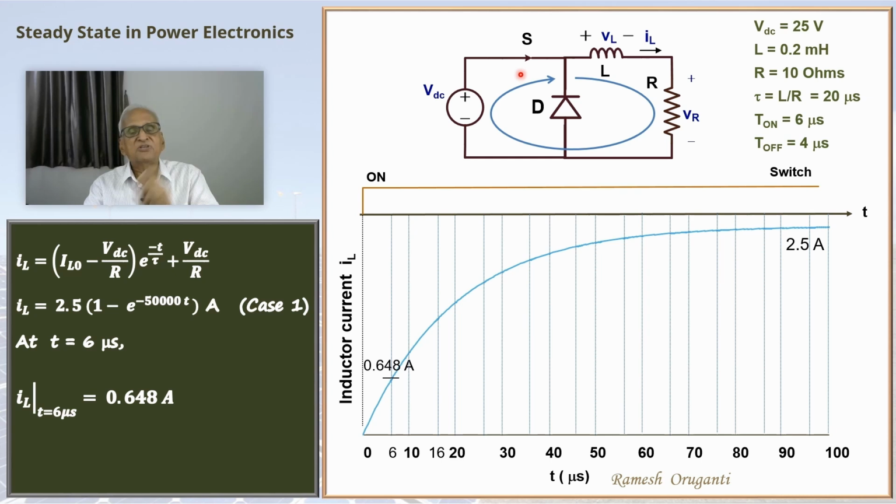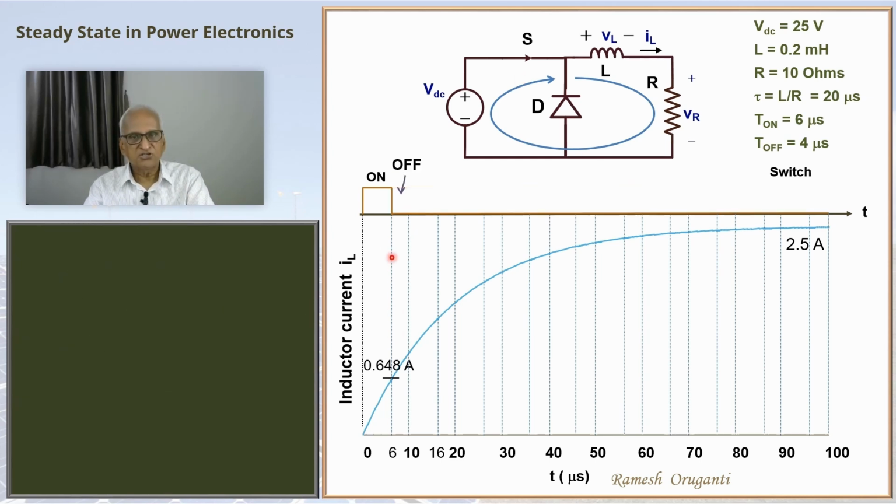At this point, the switch is turned off. This shows that the switch is turned off at t equal to 6 microseconds. So let me turn off the switch here. So this part of the circuit is no longer effective. There is no current drawn from the DC source. There is no current flowing in the switch. So let me take off that part of the circuit.